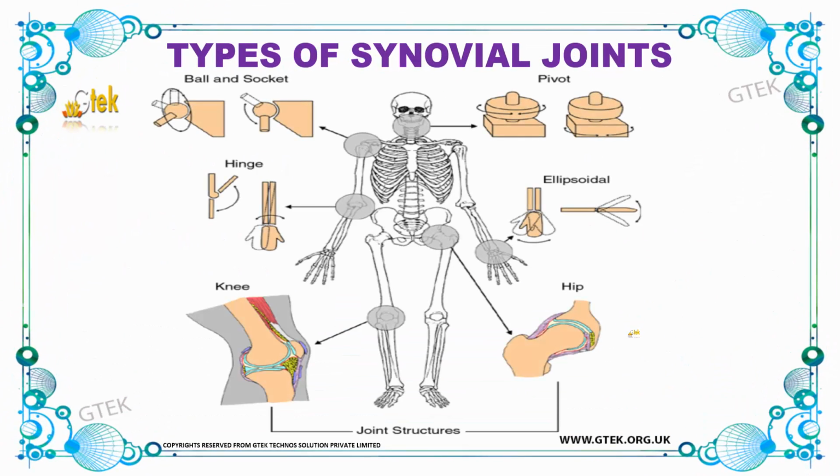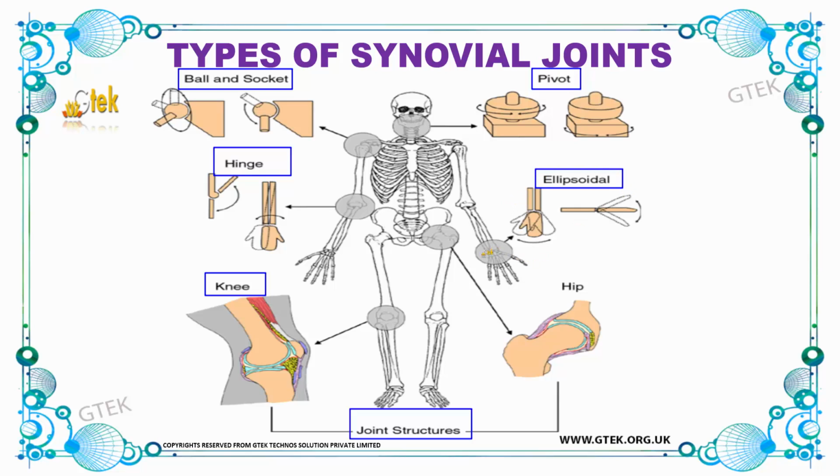Let us see the types of synovial joints. We have the following types: ball and socket, hinge, and in your knee we have joint structures. If you see, we have pivot joint in the region of neck and ellipsoidal joint in the region of your wrist.